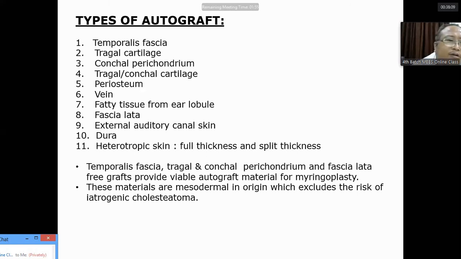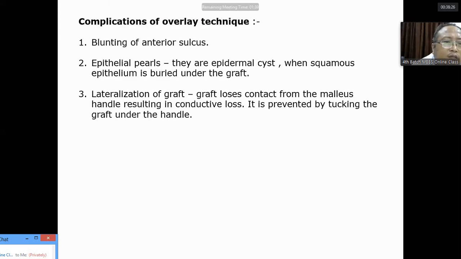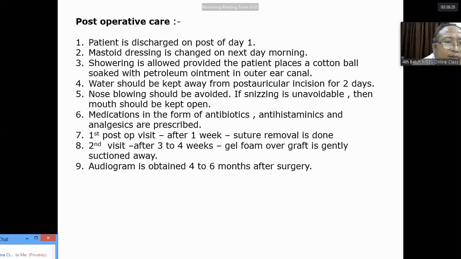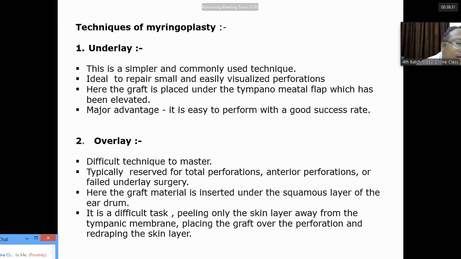These are all autografts, meaning the grafts are taken from a different site of the same patient, so there is less chance of rejection. These grafts are placed in two techniques, underlay and overlay. Overlay was very popular previously, but it is almost obsolete nowadays. For you all to know, overlay is not done commonly. We only do the underlay technique.